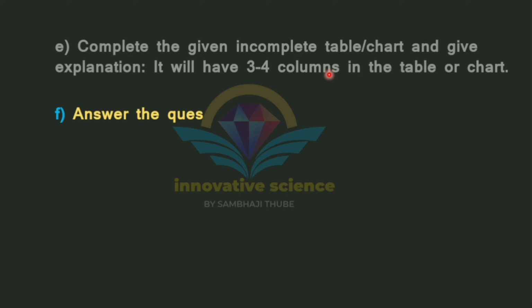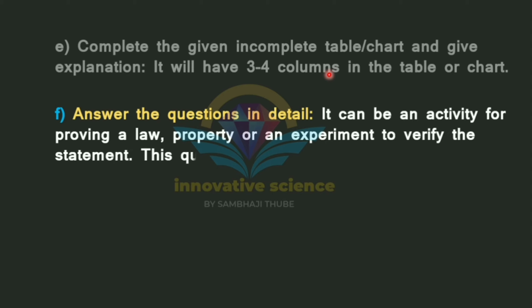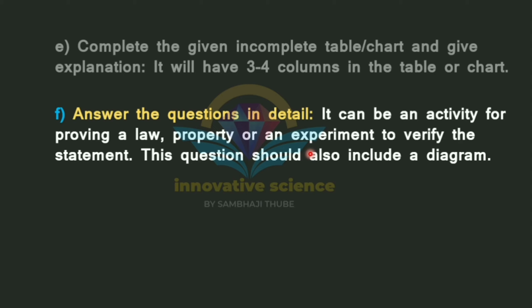Then the next type of question is answer the questions in detail. You will have to prove any statement or describe an activity. Remember this, that a diagram carries 5 marks, so describe it properly with proper points with the help of the diagram. For example, how will you do a particular activity or experiment? That means sometimes experiments are also asked in this question.